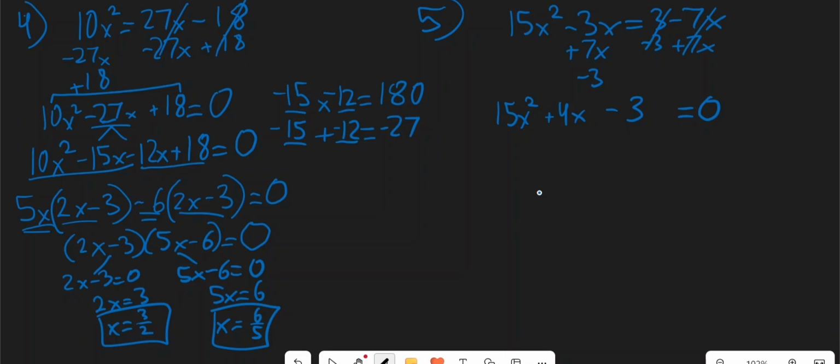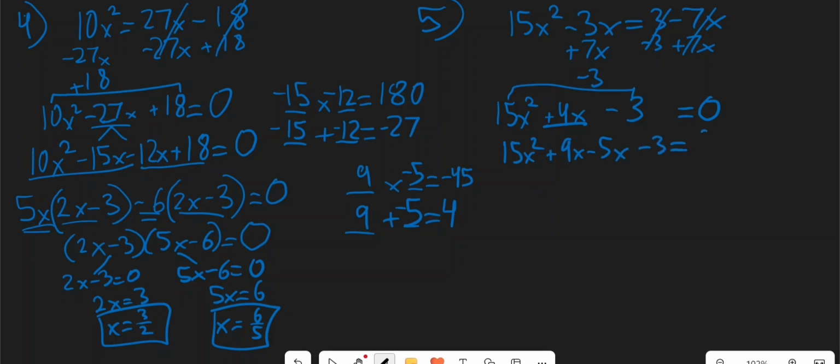And let's factor. So get two numbers that multiply to AC, which in this case would be 15 times negative 3, and that's negative 45. At the same time, they have to add to your B term, which in this case is 4. All right, so these numbers would be 9 and negative 5. And let's break up the bx term into these two factors. We have 15x squared, and then your 4x becomes positive 9x minus 5x. And then bring down your minus 3 as is, which is equivalent to 0.